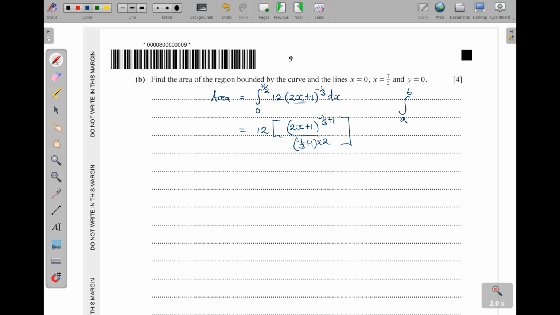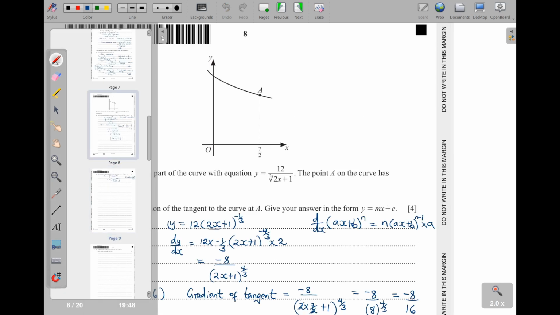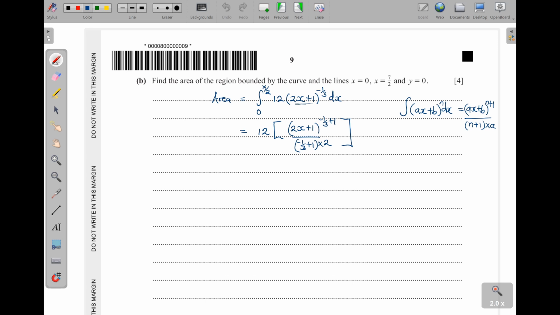Let me remove this. Integrating ax plus b to the power of n with respect to x, we have ax plus b to the power of n plus 1, and we divide by n plus 1. There is chain rule involved. Remember, integration is the reverse of differentiation. In the differentiation, we were multiplying through. Then in the integration, the reverse of that multiplication is division.